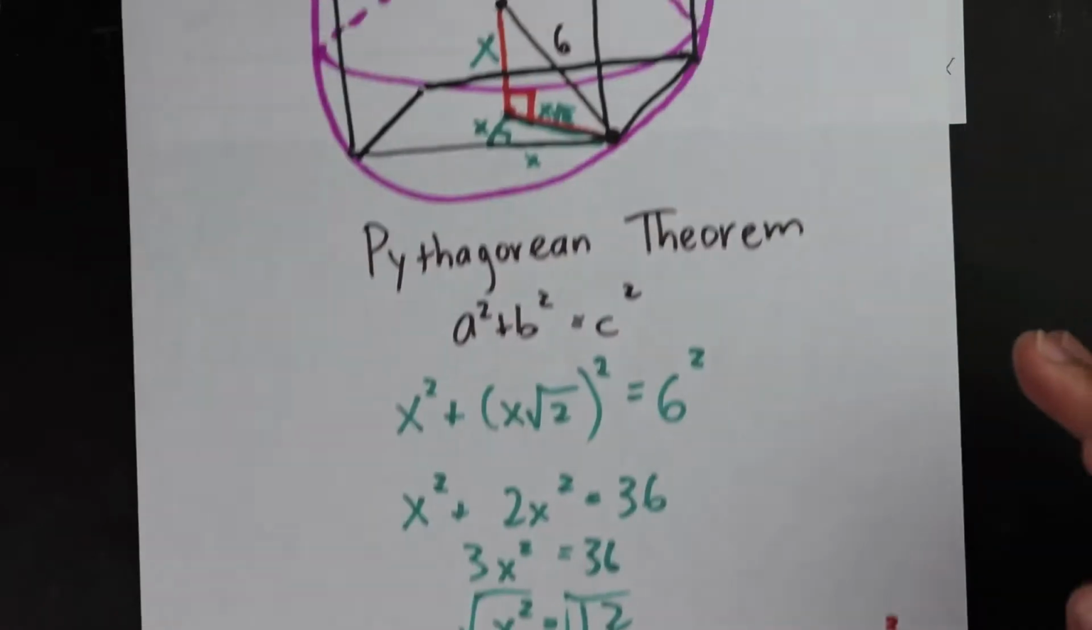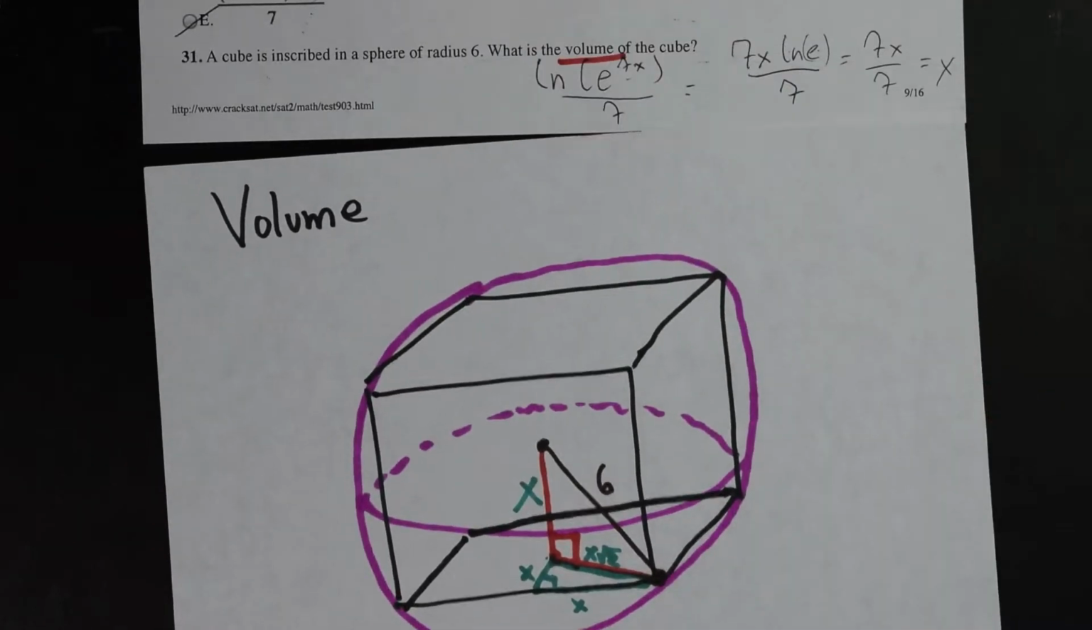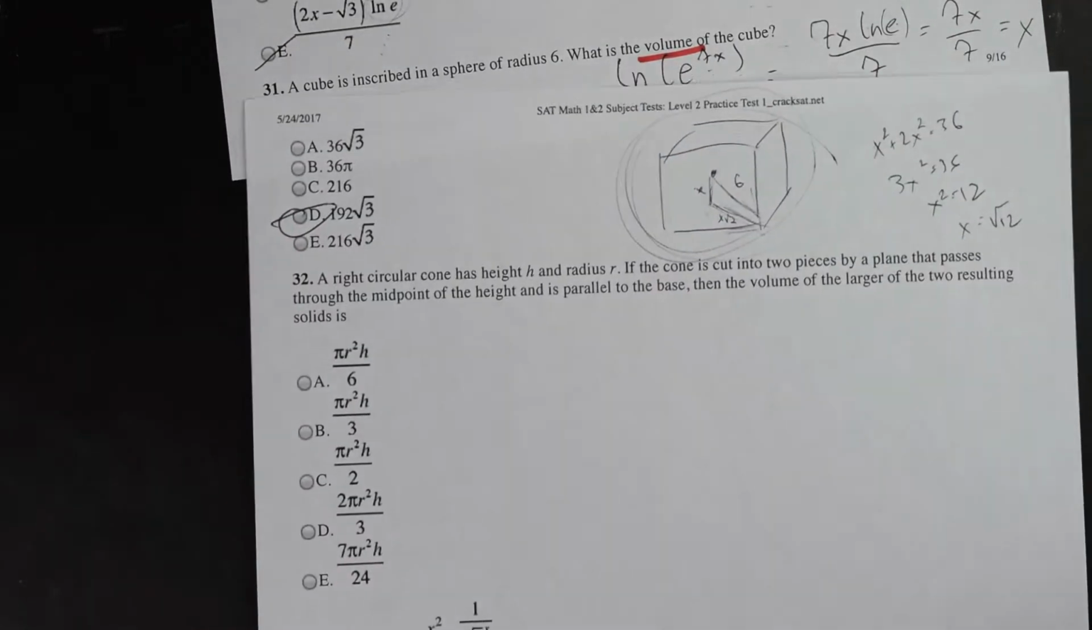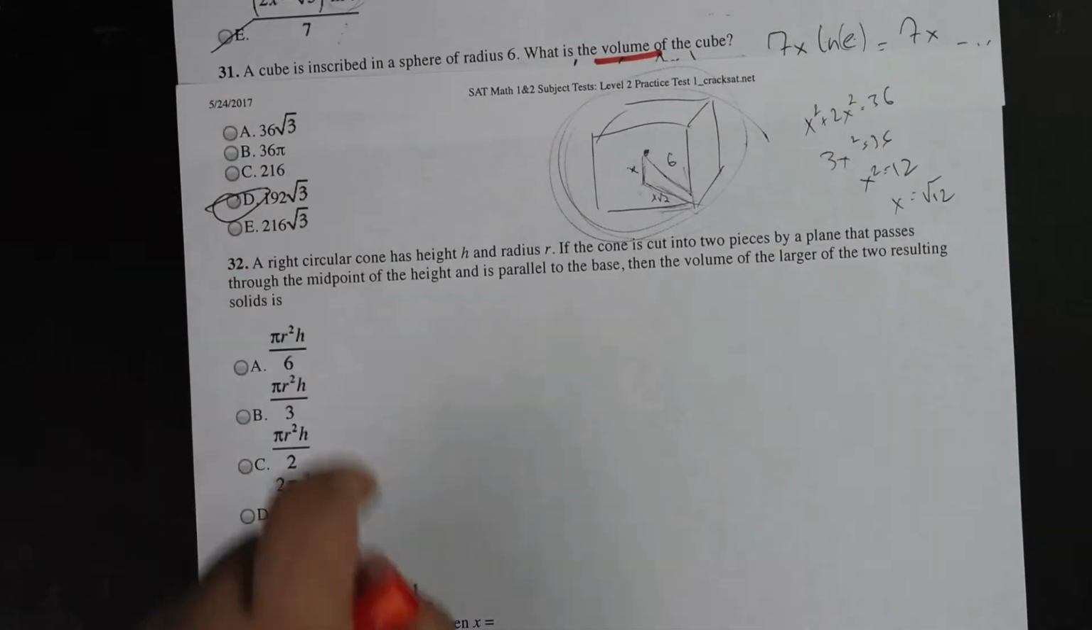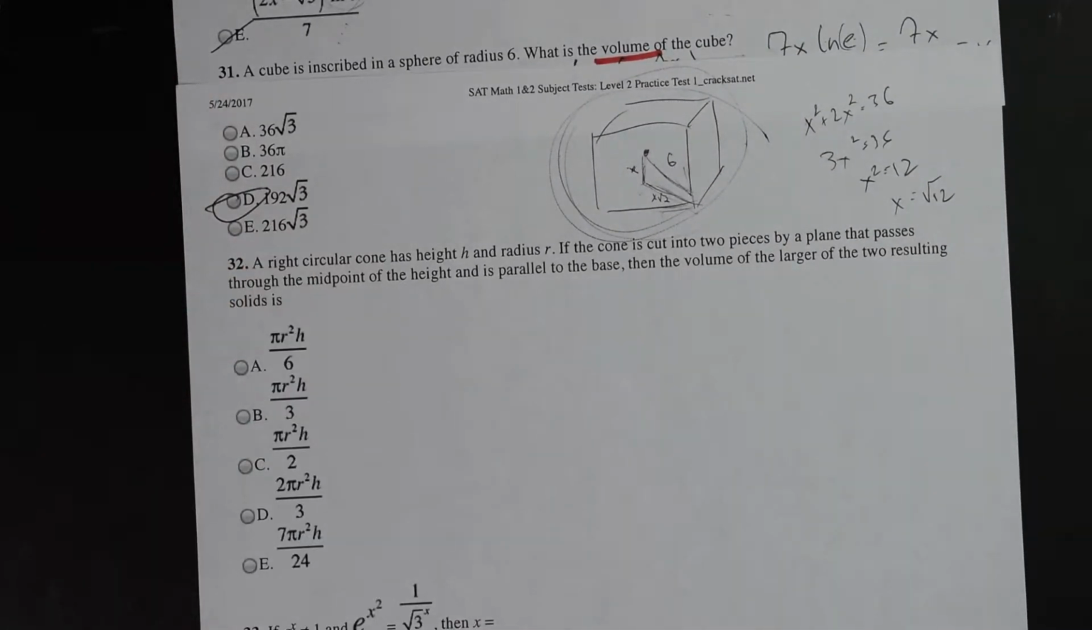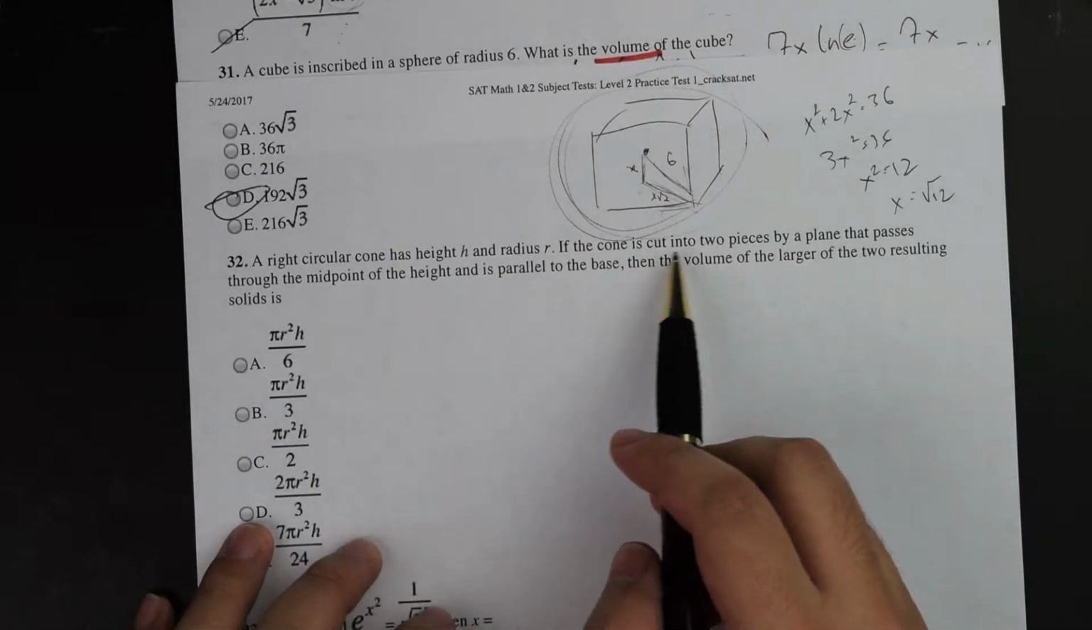And I did punch this into the calculator to find it. You could do whatever method you need. And thus, when I was doing this question, I was able to confirm that my final answer for number 31 is D, 192 square root 3, and that concludes my explanation for number 31. Now I'm going to continue on to number 32. So number 32.